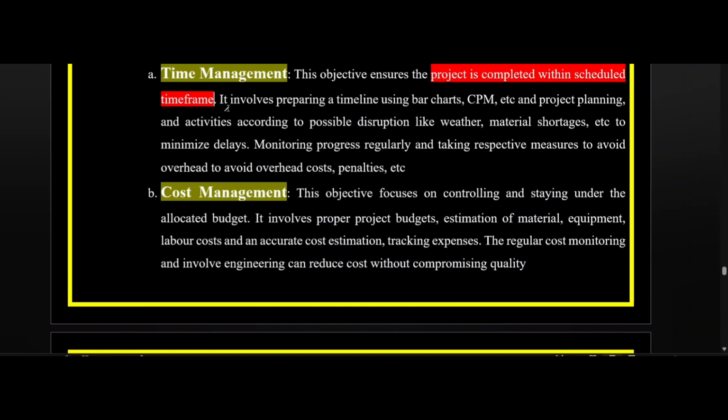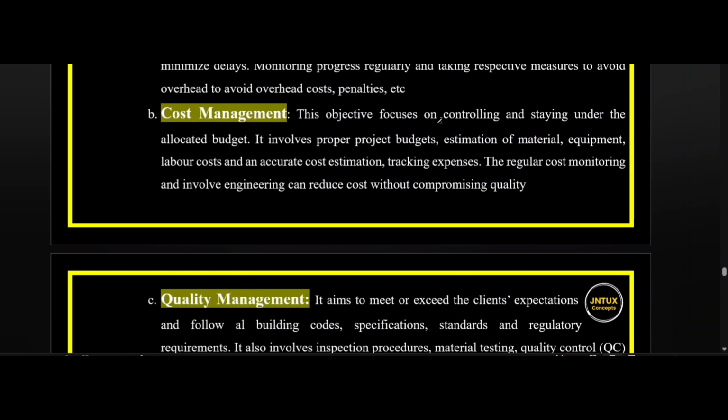The second one is cost management. This objective focuses on controlling costs and staying under the allocated budget. It involves preparing proper project budgets, estimation of material, equipment, and labor costs, accurate cost estimation, and tracking expenses. Regular cost monitoring can reduce cost without compromising the quality.